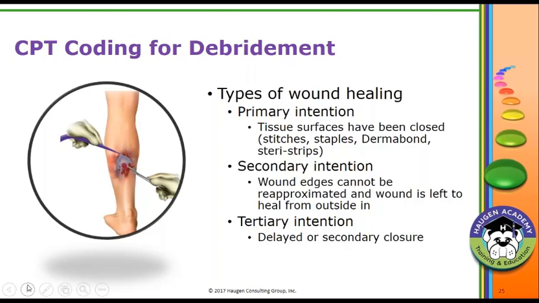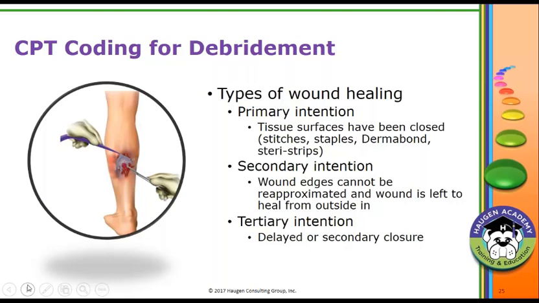CPT and some of the payer policies do talk about the types of wound healing, things that are applicable only to wounds that are healing by primary, secondary, or tertiary intention. In case you want to know what those mean, that is listed for you here. Wounds that heal by primary intention are those that are stapled or sutured closed. That's typically what we see for traumatic wounds in the ED. Wounds that heal by secondary intention are those where the wound edges cannot be approximated.